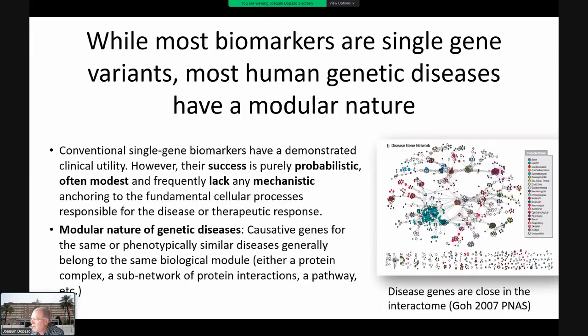However, these conventional biomarkers are successful, but this success has to do with a probabilistic association with the trait. And this association is sometimes modest, and in many cases lacks a mechanistic relationship with the fundamental cell processes. We actually know that most traits are the result of the interplay between a lot of genes. So typically causative genes are in what we call a biological module. So actually, when we use these biomarkers, we are using the tip of the iceberg of the real process.